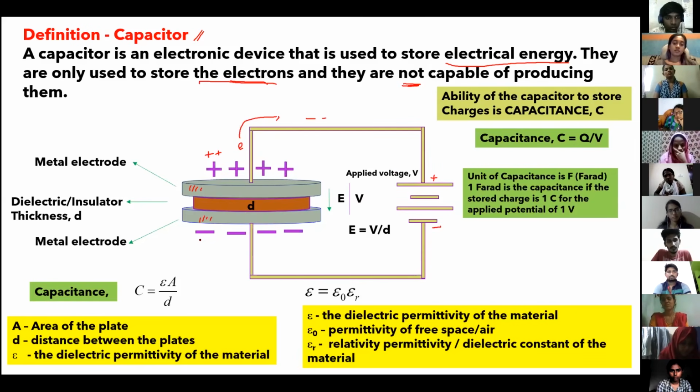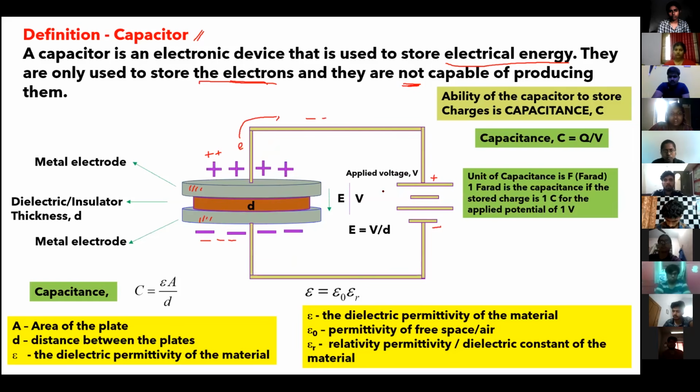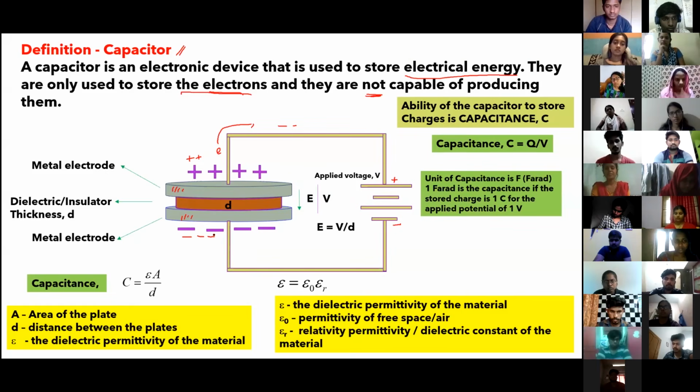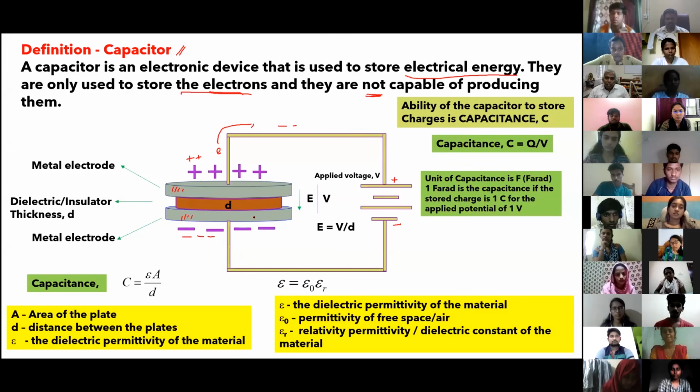And so this side is becoming more negative here. When this capacitor is connected to the external supply voltage or the battery, which removes electrons from one electrode and supplies electrons to the other electrode, one side will become positively charged and the other side negatively charged. Now, when there is no applied voltage, there is no charge actually.